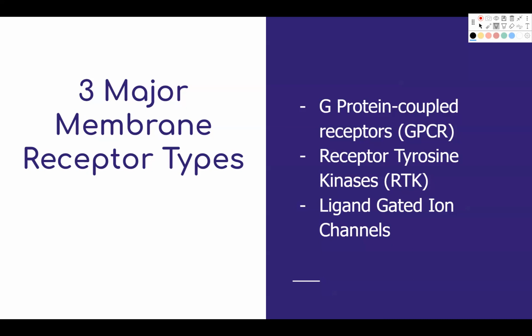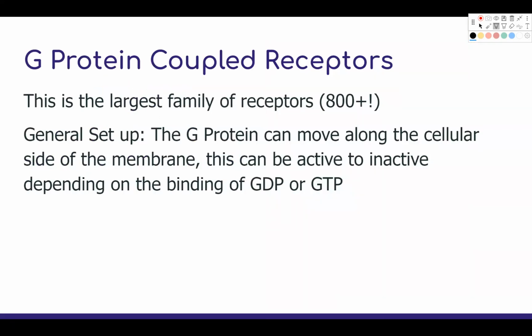So I've got my drawings in my little notebook. All right. So these are our 3: G protein coupled receptors, receptor tyrosine kinases, and ligand-gated ion channels. So naturally, we're going to work through them one by one, starting with G protein coupled receptors. Like I mentioned, this is the largest family of receptors. We found over 800 types of G protein coupled receptors, which is kind of crazy.